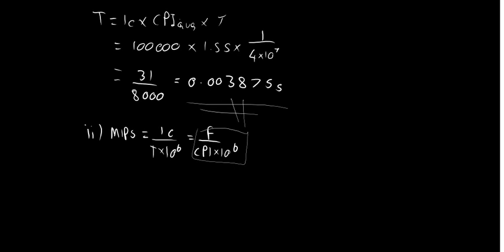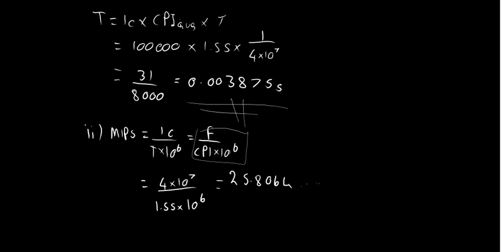Then what I'm going to do is say, what's our frequency? It's 4 times 10 to the power 7, over what was our CPI? 1.55 times 10 to the power 6. If we punch this on our calculator, 4 times 10 to the power 7, divided by 1.55 times 10 to the power 6, which gives us 25.8064.